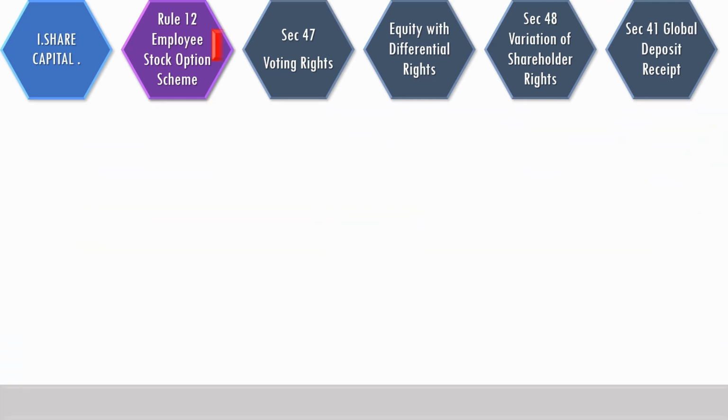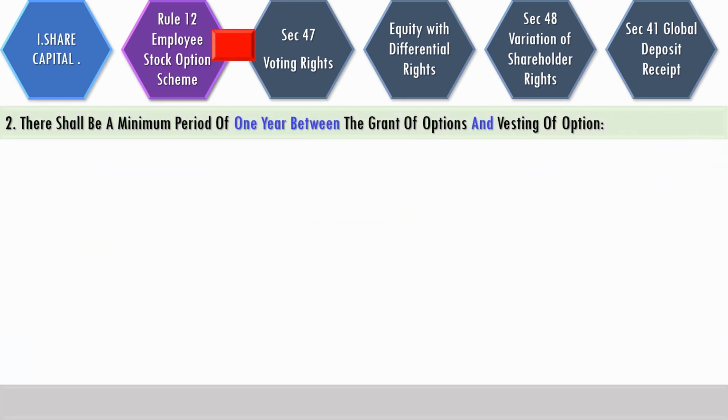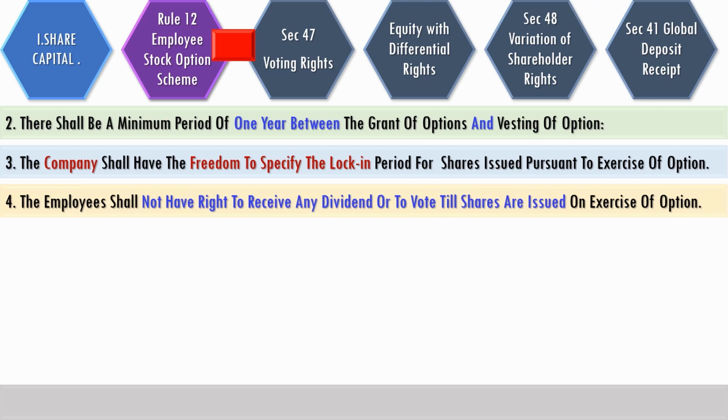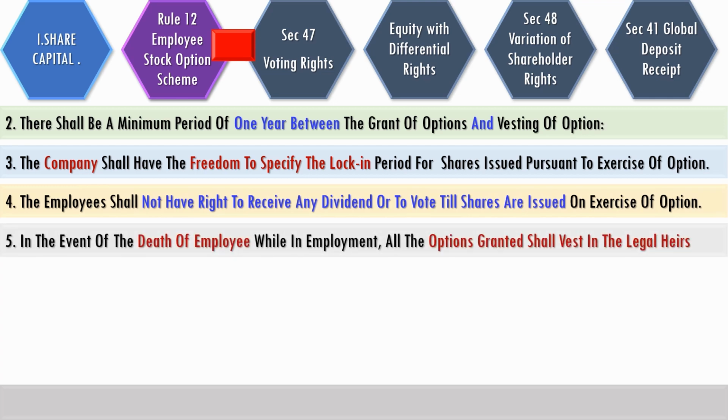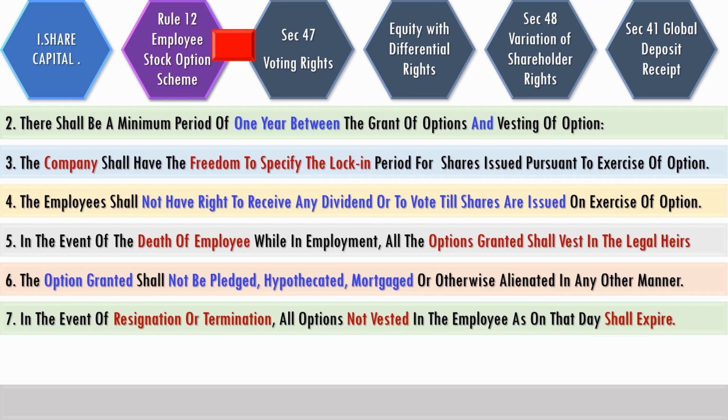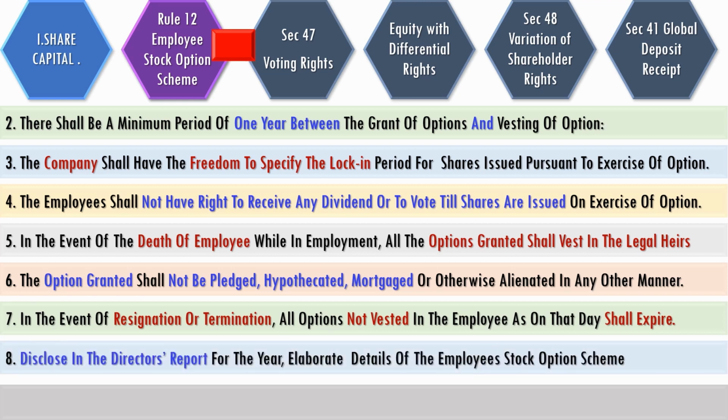Other unique features of the scheme: the minimum period between grant of option and vesting of option will be 1 year. Freedom to specify lock-in is with the company. Employees will not have a right to receive dividend or vote till the shares are issued. In the event of death, options granted shall vest in the legal heirs. Options granted cannot be pledged, hypothecated or mortgaged, and in the event of resignation or termination, options not vested shall expire, and there will be extensive disclosure in the director's report for the year on the details of the employee stock option scheme.